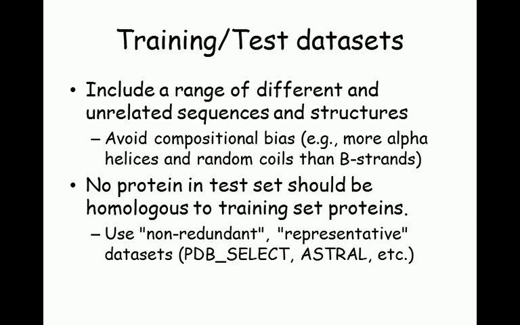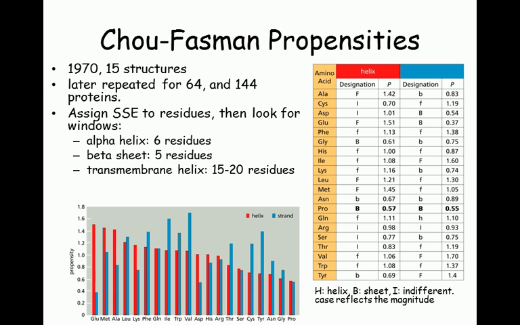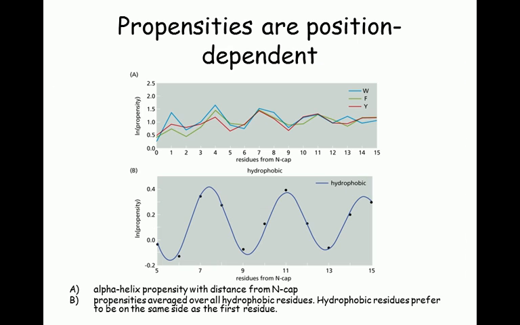All right, so we talked about that your training and test sets should be different, and that you should use a non-redundant or representative data set where things are different from each other. Otherwise, your learning method would memorize something, and you would think that it's performing well, but if it's given a new protein that doesn't look like anything that you've used in your training, it may not perform so well. All right. So this is the statistical method that you implemented in the homework.